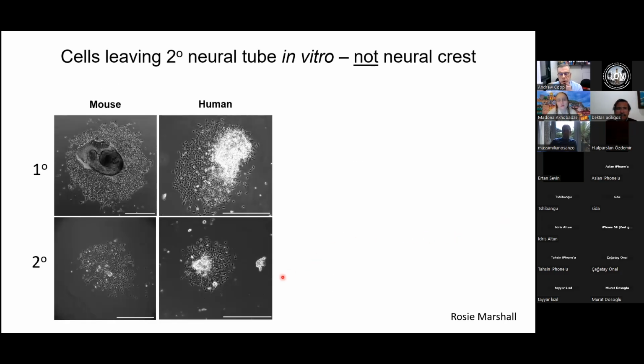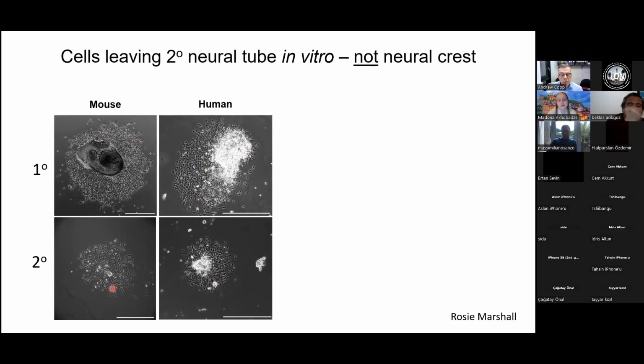However, there's a very well-used assay which many groups have used, and we can confirm this assay is very helpful in many respects, where we take pieces of neural tube and we put them into tissue culture onto a plastic dish or onto a dish coated in fibronectin, and cells will leave the neural tube and will migrate away. We can do this with mouse, and we can do this with a piece of human neural tube, and the cells will migrate away in vitro. And we can do this with both primary and secondary neural tube, and cells will migrate away from both.